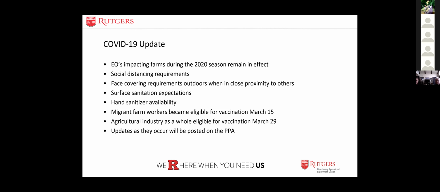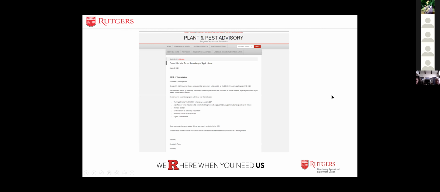It's important to know that the most immediate information, once we have it, Wes has been posting all of that on the Plant and Pest Advisory. If you're not signed up for that, I'll have the link later on that you can sign up, or you could just Google Rutgers Plant and Pest Advisory and plug in your email address to get the updates. You can see Wes posted this COVID update from Secretary Fisher on the Plant and Pest Advisory.